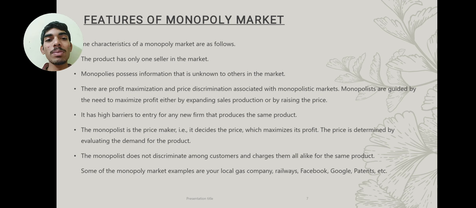The monopolist is a price maker, that is, it decides the price which maximizes profits. The price is determined by evaluating the demand for the product. The monopolist does not discriminate among customers and charges them all alike for the same product. Some examples of monopoly markets are our local gas company, railways, Facebook, Google, and patents, etc.